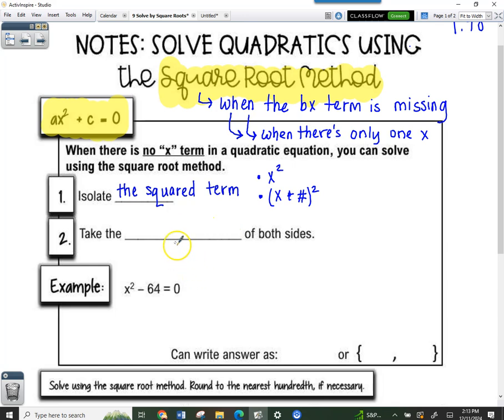After you isolate the squared term, what's the opposite of squaring? Square rooting, hence the name. You will take the square root of both sides. Now, here's the problem. When you take the square root of both sides, you will always write plus or minus on the next line. And that's because we don't really know where that number came from. It could have come from positive times positive, or it could have come from a negative times a negative. I'll show you what I mean by looking at this example here.